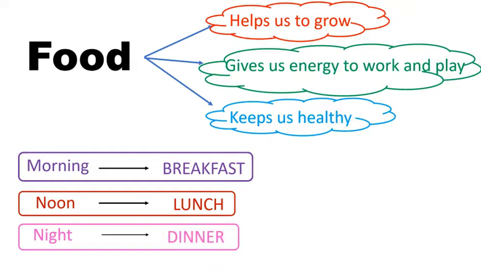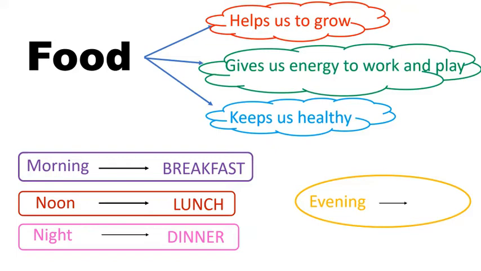And we also eat the fourth time, right? When is it, children? Yes, evening. And it is called as snack. Very good, children. Now, where do we get food from, children? Yes, plants and animals. So we get food from plants and animals.